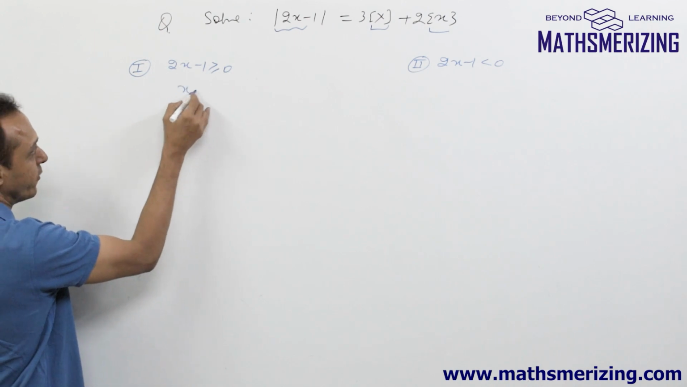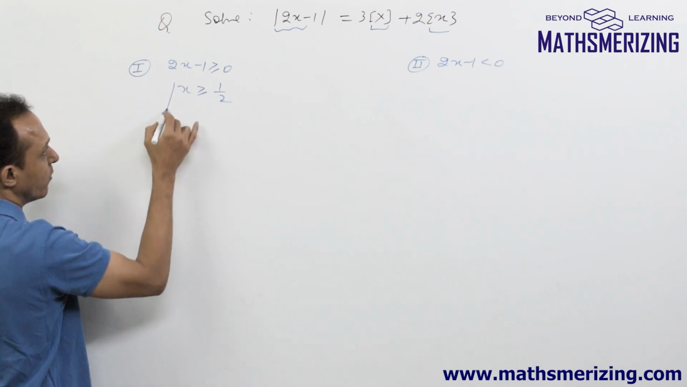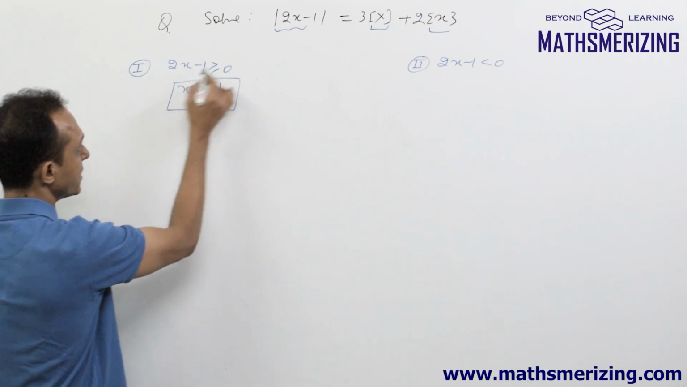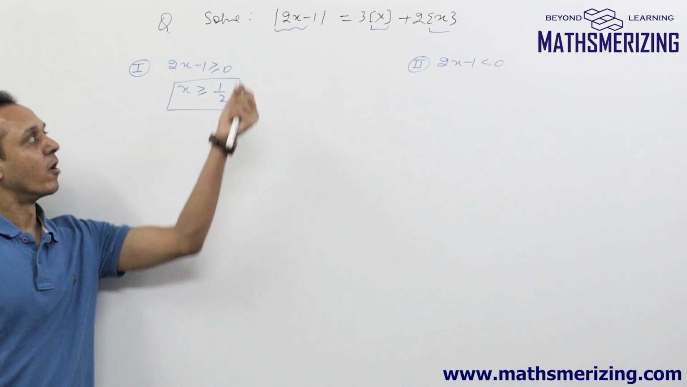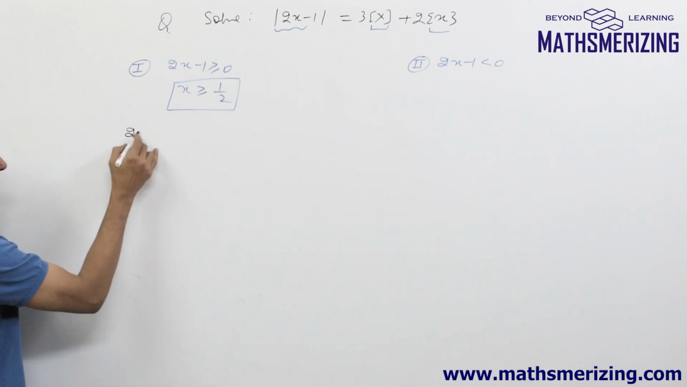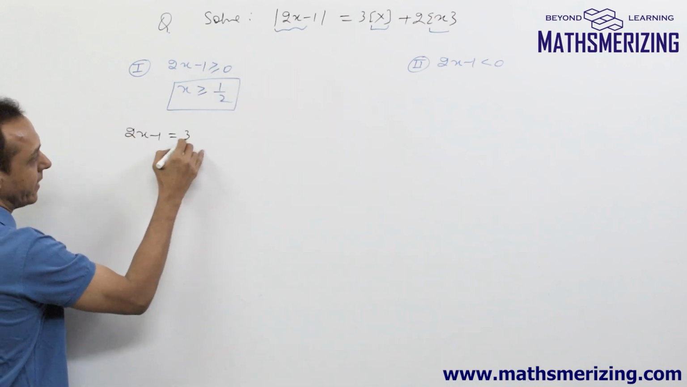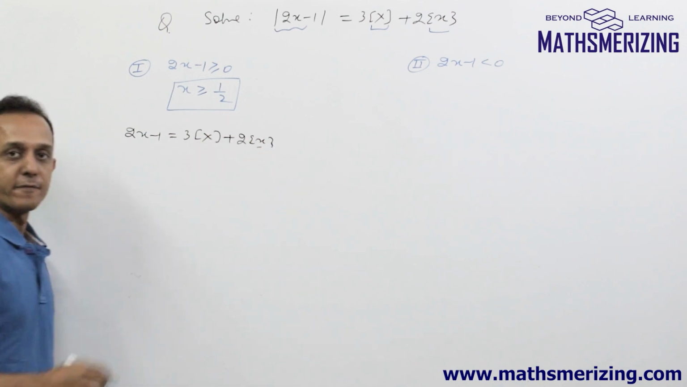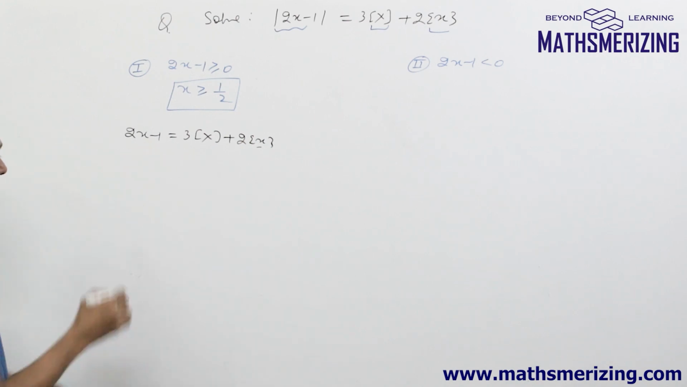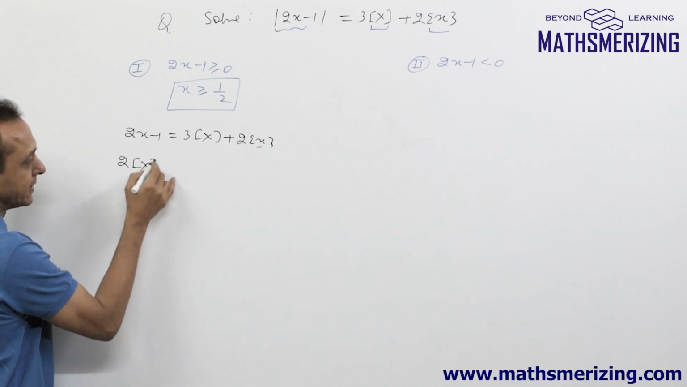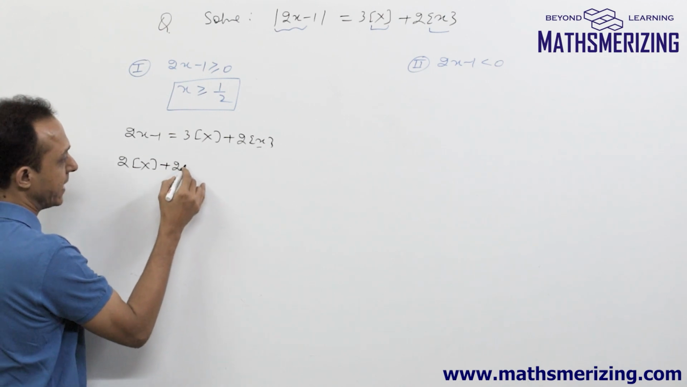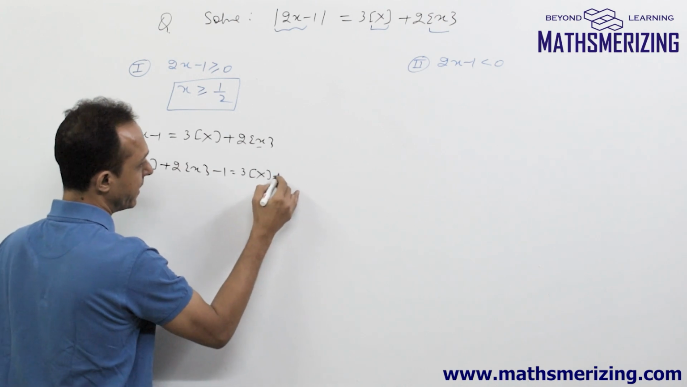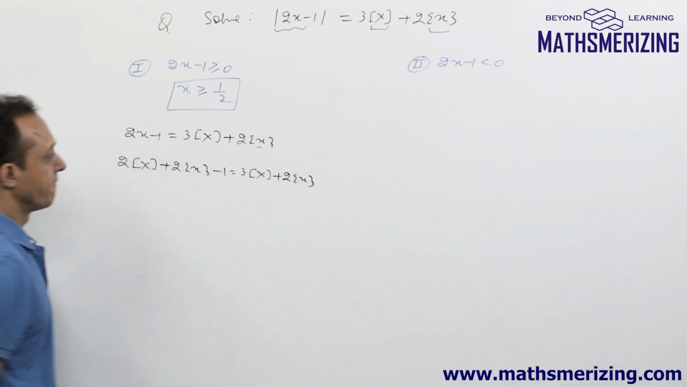So for the first case, I know the value of x should be greater than or equal to 1/2. When x is greater than or equal to 1/2, this expression is positive, and when it is positive, mod is simply itself. So I'll write it as 2x - 1 = 3[x] + 2{x}. Now I'll change this x back to greatest integer and fractional part. So I'll write 2[x] + 2{x} - 1 = 3[x] + 2{x}.